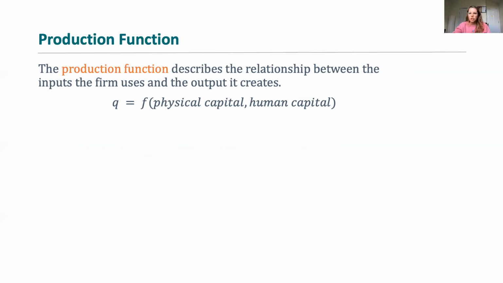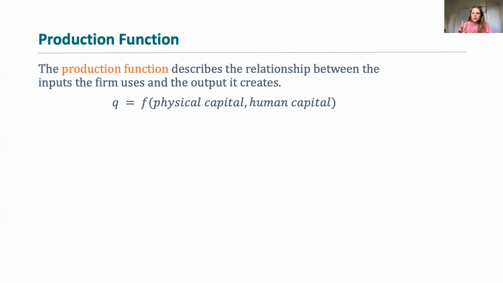The production function is a mathematical function that describes the relationship between the inputs that a firm uses and the outputs that it creates with those inputs. So here, small q is denoting output and small f is the mathematical function. Output is a function of, usually we give two arguments here, even though we know that resources come in a number of different categories, including land, labor, and capital.